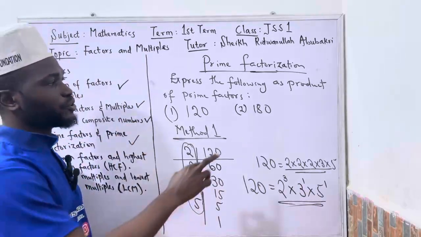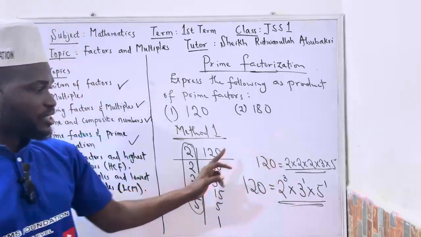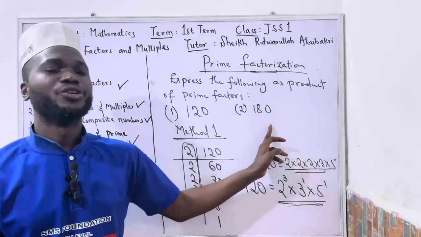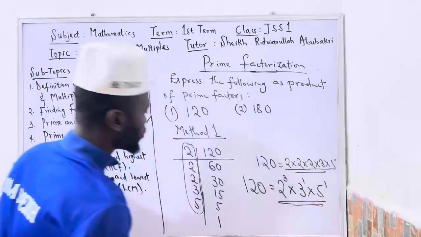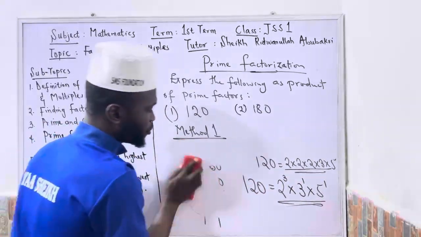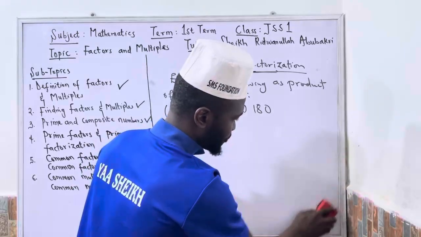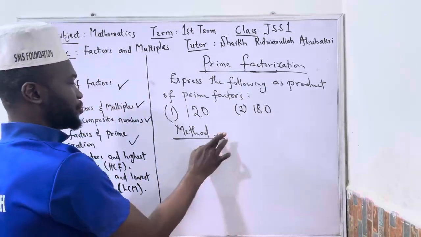Very good. So I'm going to leave the second one for you. Use this method and do the second one. You will still get the same answer. Very good. Let's go to method 2 on the same question. So number 2.